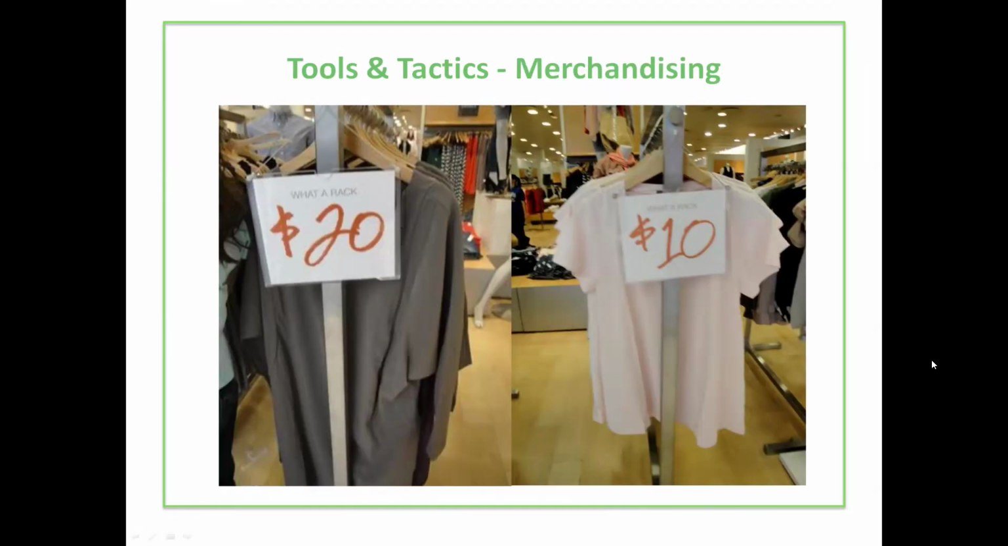Now, we're rolling into a slightly different section, merchandising, but it still has to do with pricing. One of the most important tools that you can use with markdowns is merchandising. Now, I call this the $20 rack. I think this was Nordstrom. What a rack. That's what these little signs say, and I think it's great.